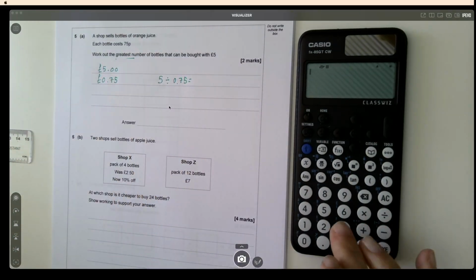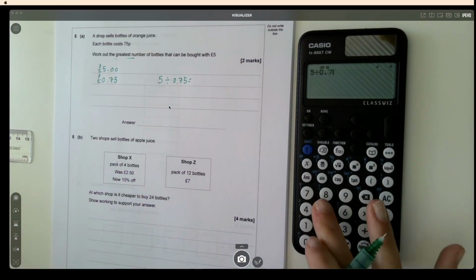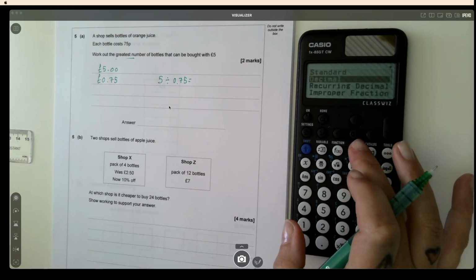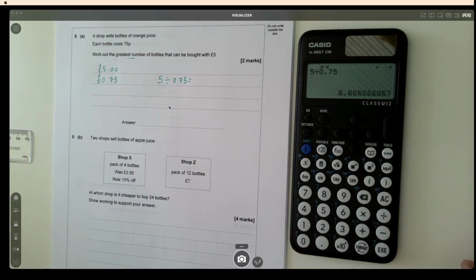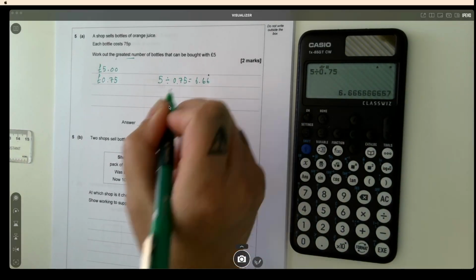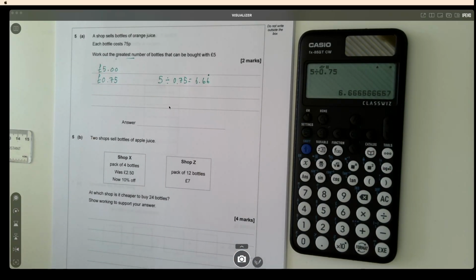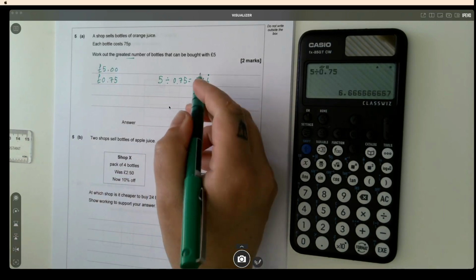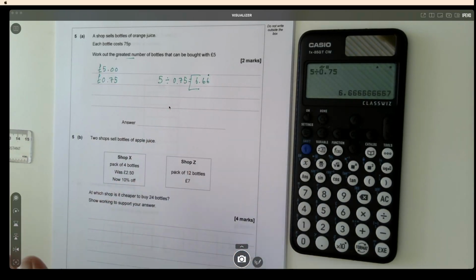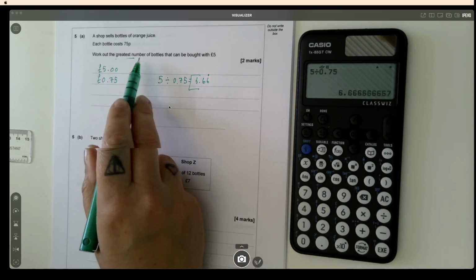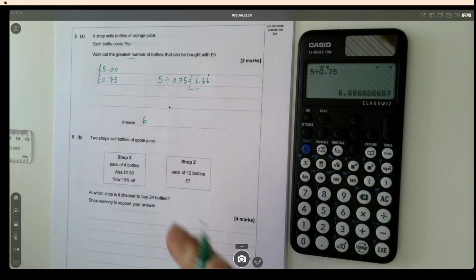It's a calculator paper. So 5 divided by 0.75 is 6.66 recurring. Now it wants the greatest number of bottles that can be bought with £5. We can only buy 6. This whole number part here is the most we could buy at 75 pence a bottle because we can't buy 0.6 recurring of a bottle. So the greatest number of bottles that can be bought is 6.